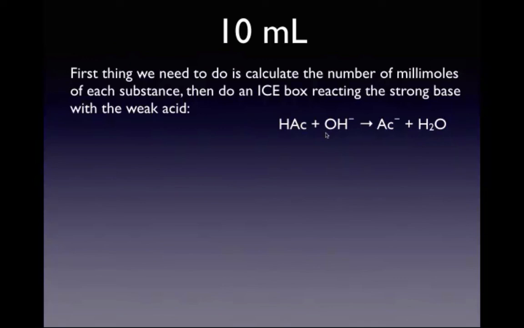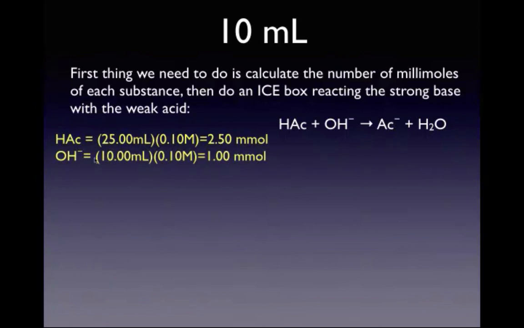So here's our reaction here. We have acetic acid plus the hydroxide gives me the acetate ion and water. We look at the number of millimoles that we're putting into the titration. We've got 25 milliliters of acetic acid at a 0.1 molar solution, so I've got 2.5 millimoles. For hydroxide, I've added 10 milliliters at a 0.1 molar solution, so I've got 1 millimole. So we can see I don't have enough base to completely neutralize that acid, so I'm still at a point in the titration before the equivalence point.